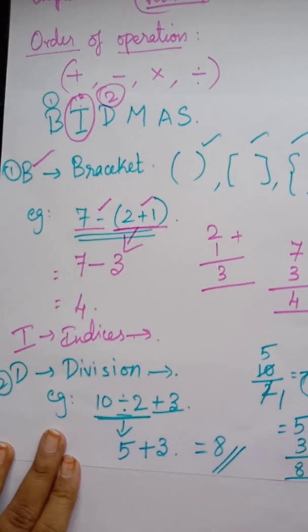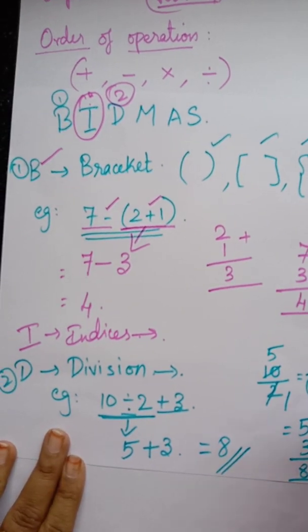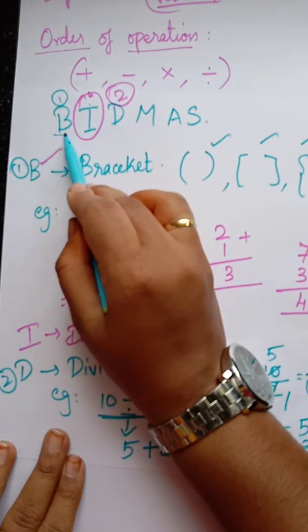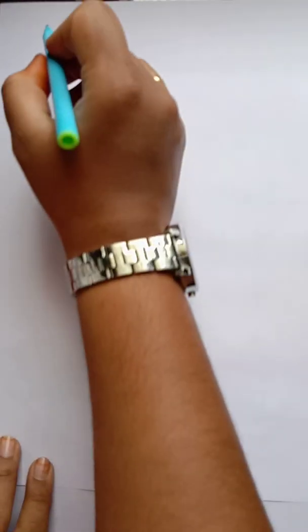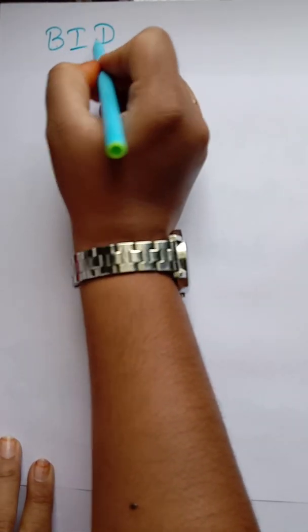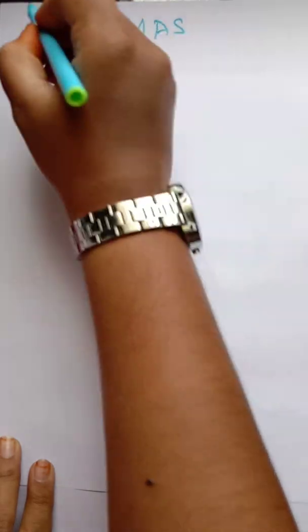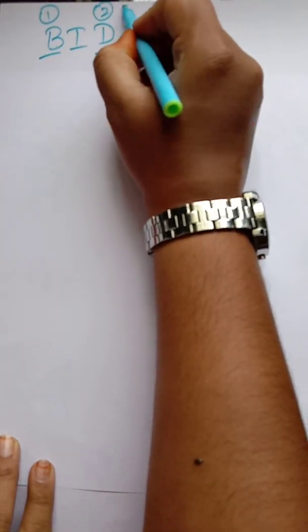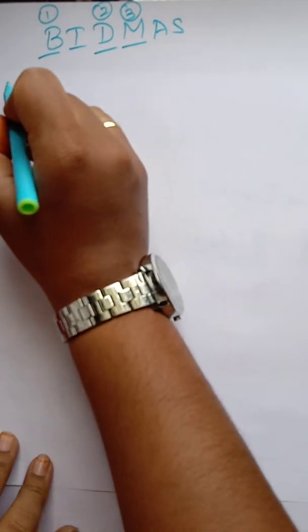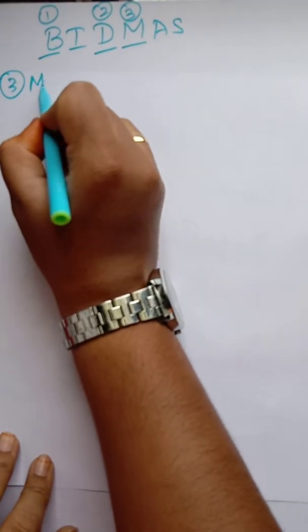We have seen two operations here. In the BIDMAS rule, B is bracket and D is division. Now after division what comes? BIDMAS, I will write it another time here. We have completed these two. Now the next one is multiplication, which comes as the third one.